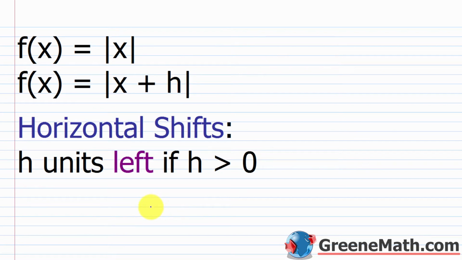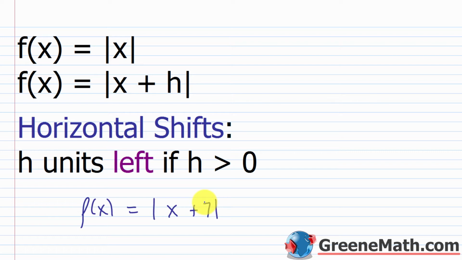All right, the other scenario, if we have f of x equals the absolute value of x plus h, here, if h is greater than 0, we're going to shift h units left. So f of x is equal to the absolute value of x plus 7 in this case. Here, 7 is greater than 0, so we would be shifting 7 units left.